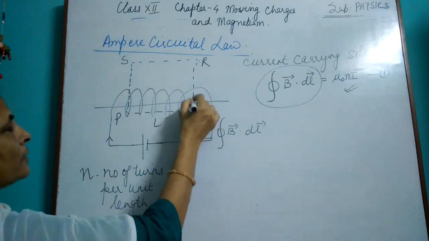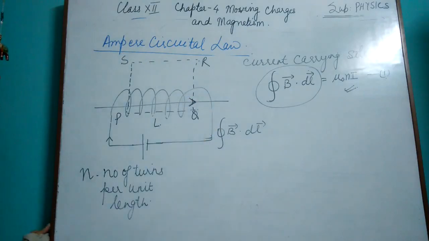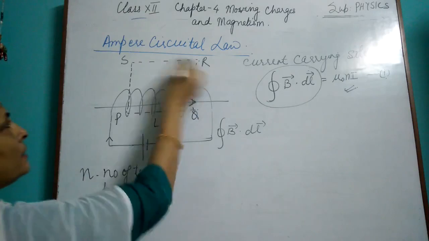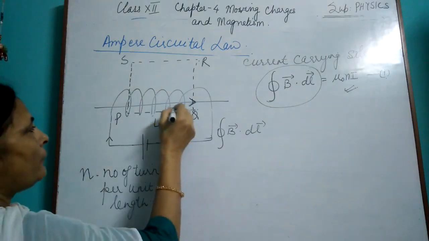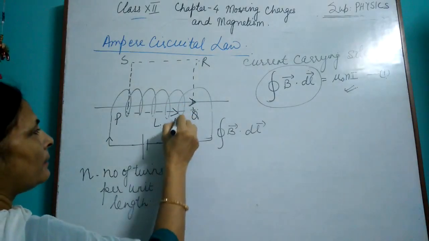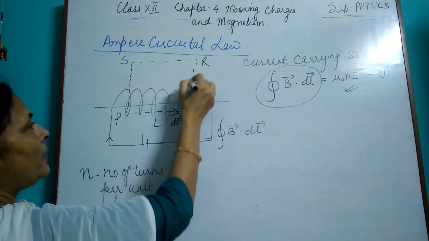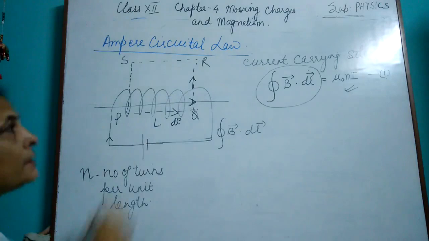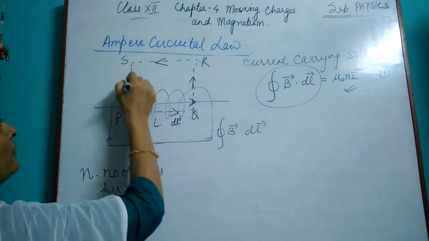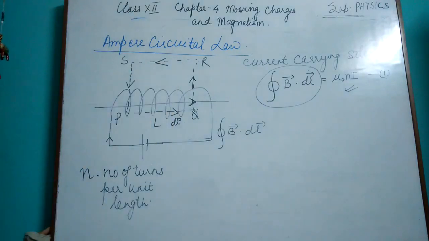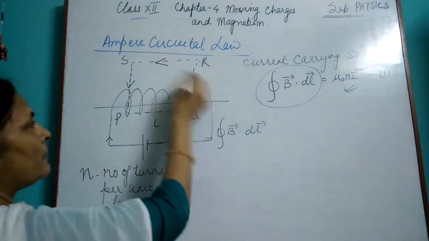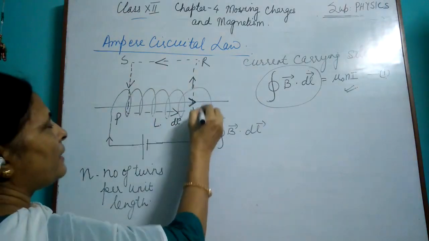Magnetic field is in this direction. I'll consider now dl of this Amperian loop. Since I've taken it in this shape, here if I take dl, this will have this direction. Here dl will have this direction. Here also dl will have this direction and dl will have this direction. I'll have to take 4 directions like this. And the magnetic field is having this direction.